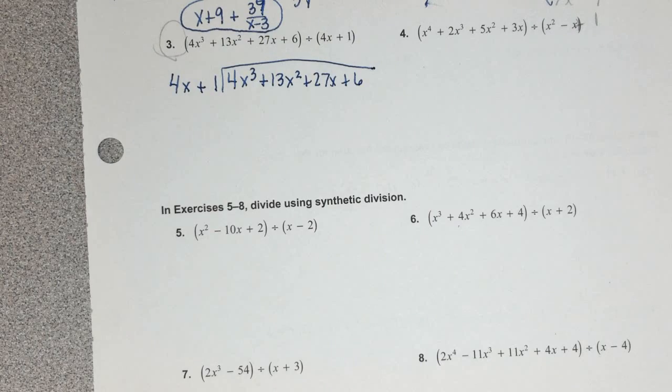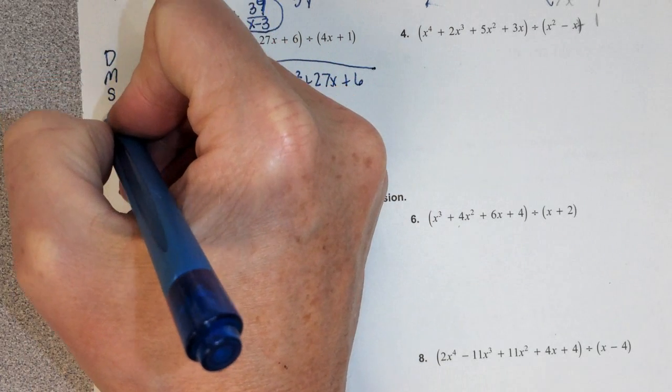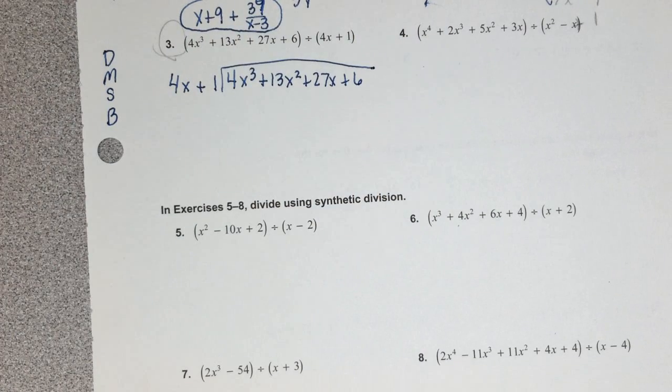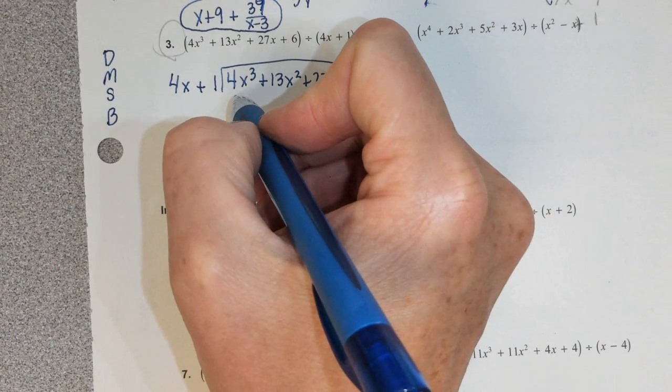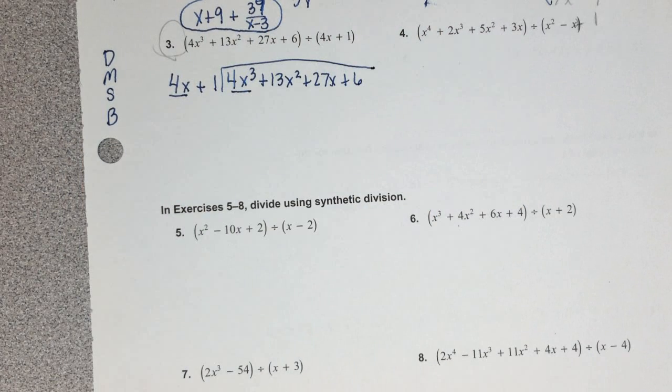And we're just going to use that same process: divide, multiply, subtract, bring down. So we're going to start off by dividing. So we're going to have 4x to the third divided by 4x. What's that going to be, Abby?